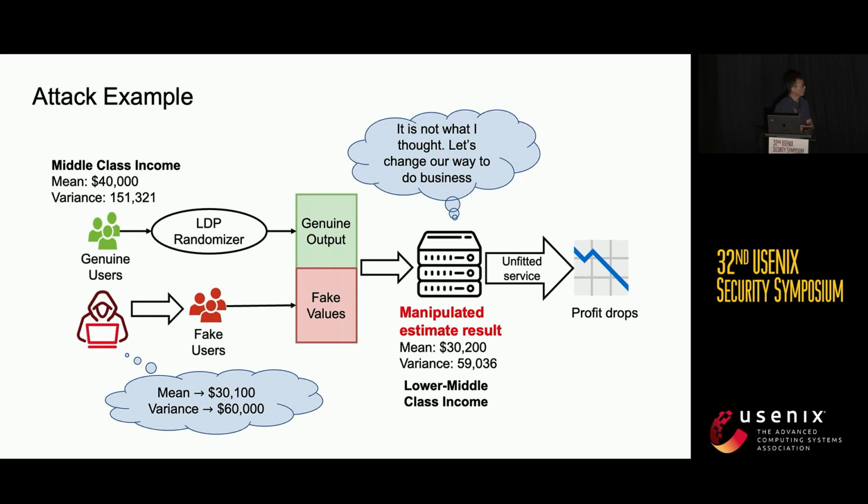Say originally the genuine mean and variance tell us that this group of users is in the middle class income group. After this manipulation, the attacker can precisely control these numbers, so he can fool the server into believing that their target group is in some lower middle income group. This may affect the business strategy adopted by the service provider, and may eventually hurt their business, right?